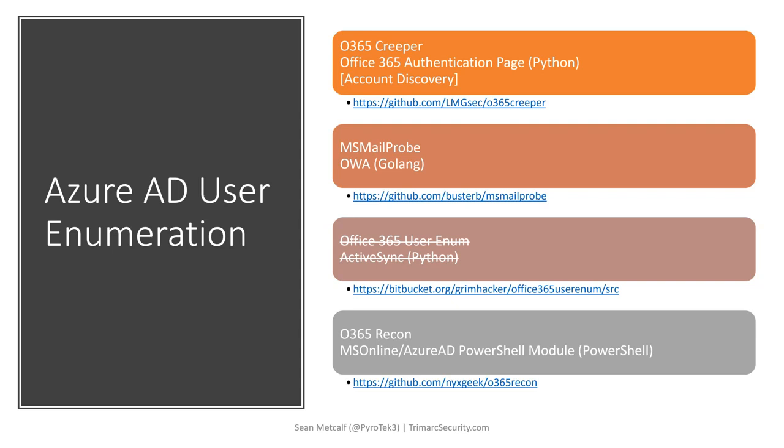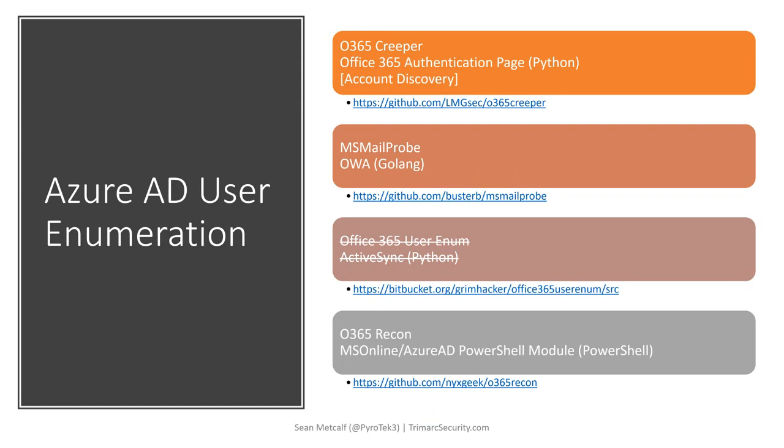I did look recently at some of these and found that O365 user enum now does not work. Microsoft closed whatever loophole was open that enabled that to work. But there's also O365 Recon, which leverages the MSOnline and Azure AD PowerShell modules, kind of a quick and easy way to run a few of these commands baked into this PowerShell module, which will leverage the MSOnline and Azure AD cmdlets.